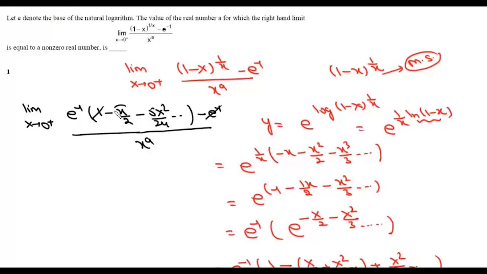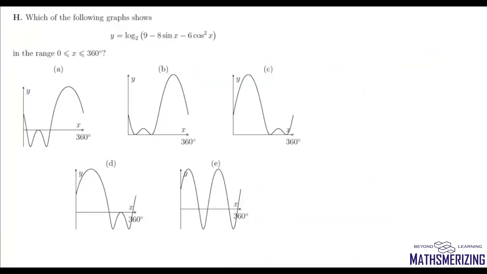Now minimum power of x in the numerator is 1. So this limit will have a non-zero real number answer if the minimum power in the denominator is also 1. That means value of a must be 1 in this case. So the value of real number a, it must be 1. And if it is 1, then answer to this limit will be minus 1 upon 2e.